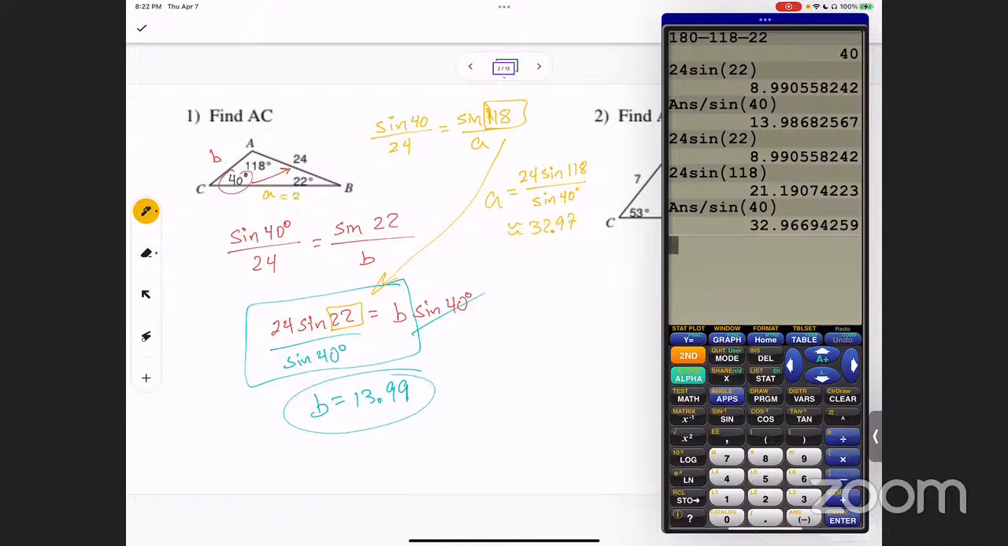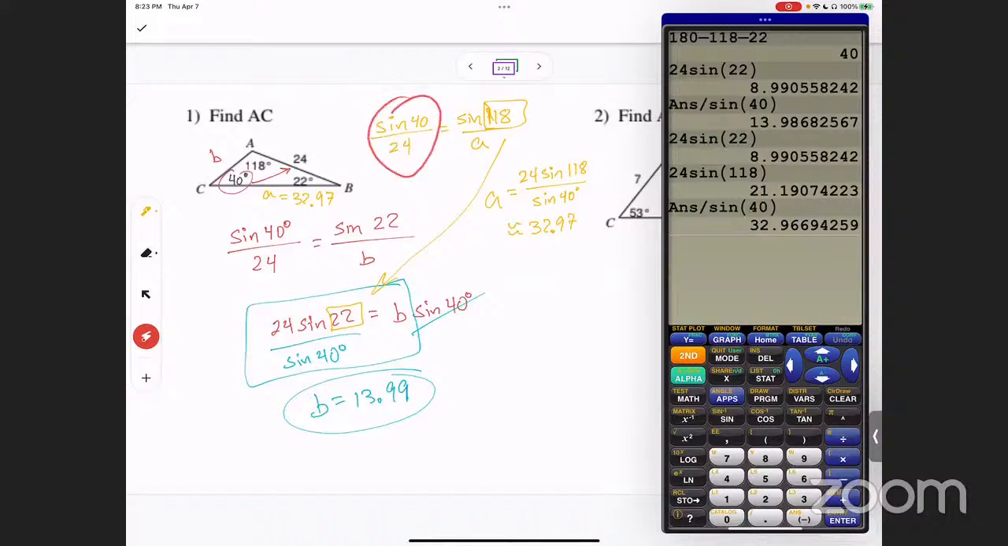Okay, just a quick question. Couldn't you do, when it's sine 118 over A, couldn't you also make that equal to sine of 22 over B, since we know B? Yep, you could have. It would be the same answer, right? It would. If you wanted to make sine of 22 over B, you could have done that.